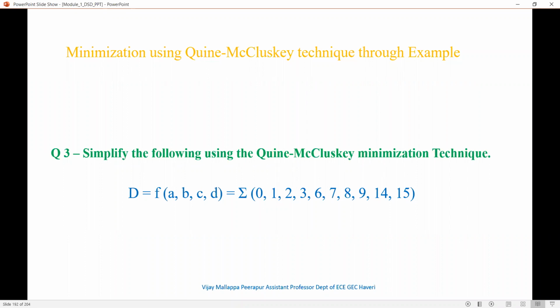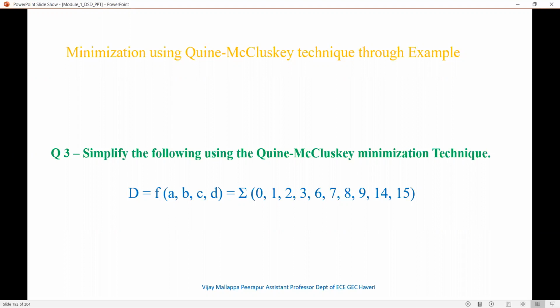In last class we studied the Quine-McCluskey technique, how to apply this technique in order to simplify the given Boolean expression. We studied a couple of problems. I explained the procedure you need to follow in order to get the minimized Boolean expression. We'll continue with the same in today's class, and also we'll introduce the don't care condition, how to solve a given Boolean expression when you have don't care conditions using this Quine-McCluskey technique.